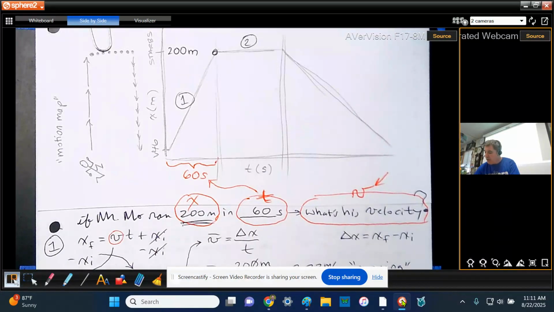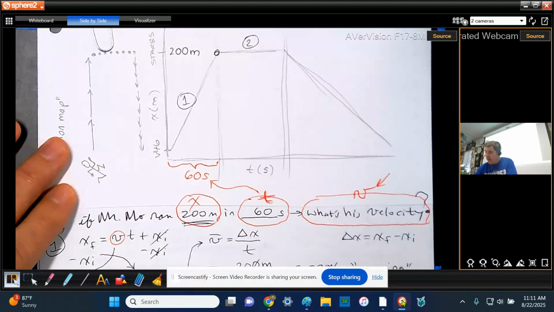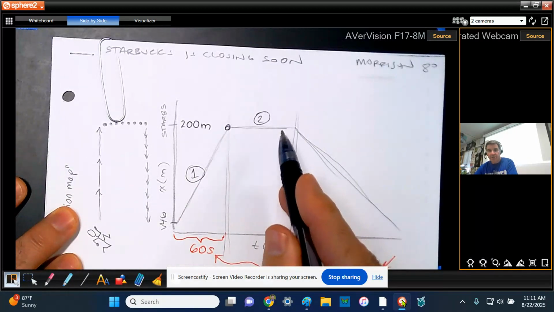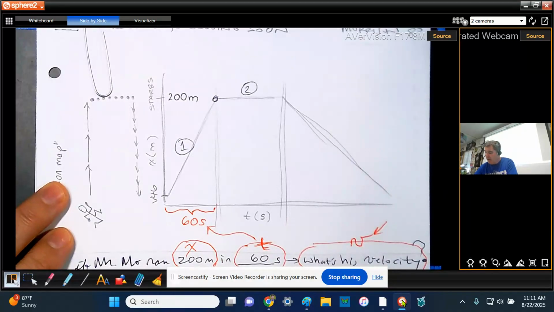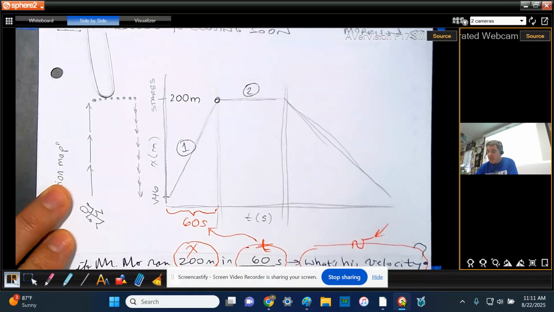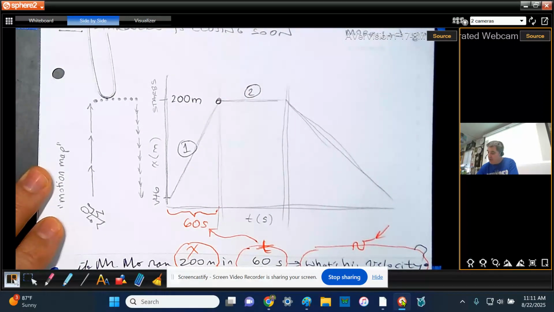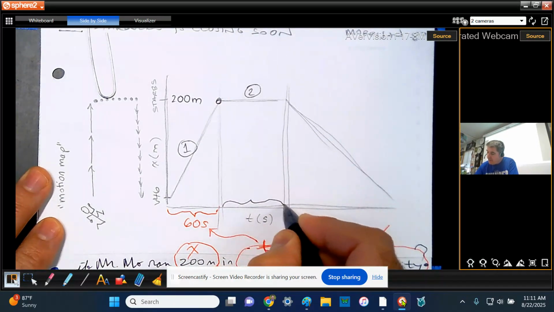And so I'm going to describe. Mr. Morrison, I'm going to call myself Mr. Mo, is standing still. But I'm not just standing, I'm standing for an amount of time, right? So standing for blank seconds. And it's this amount of time right here, that amount of time right there.